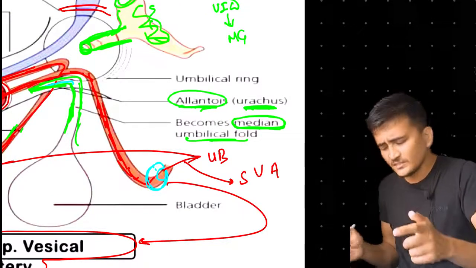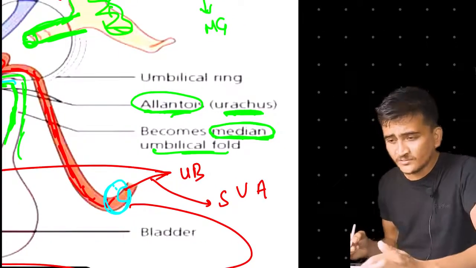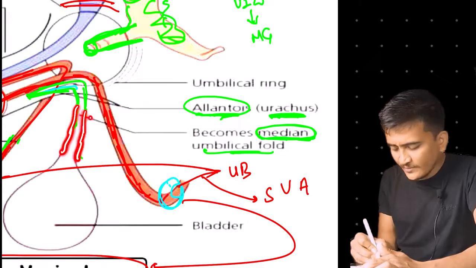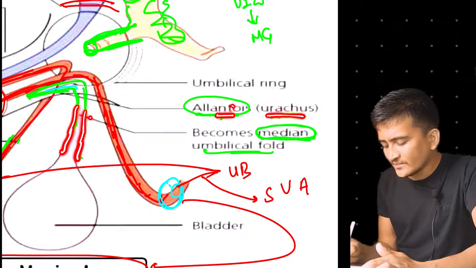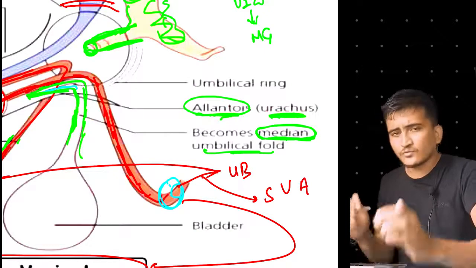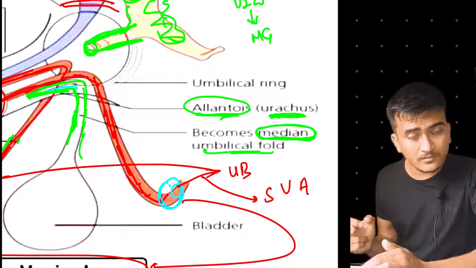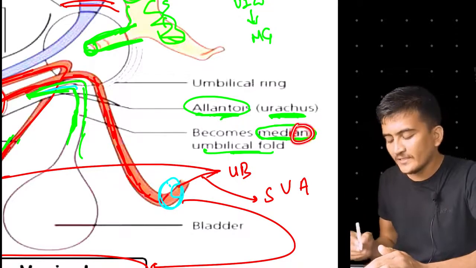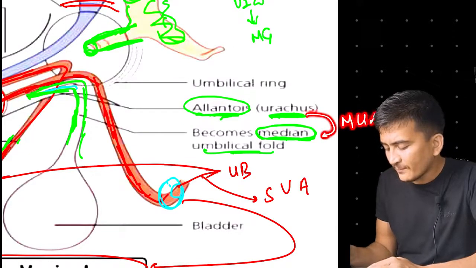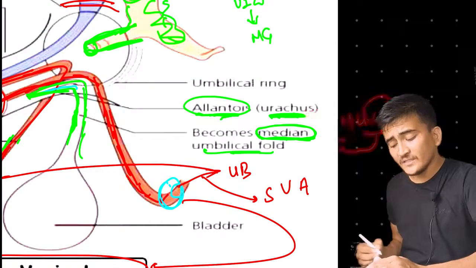Now similarly, there we talked about medial, here we are talking about median. Talking about the median umbilical fold, you can see this structure right here: the allantois and urachus. Initially allantois, later on urachus. This urachus contains a double fold of peritoneum. The urachus gives rise to the median umbilical ligament, and these ligaments are covered by a double fold of peritoneum, and these folds are called the median umbilical fold.